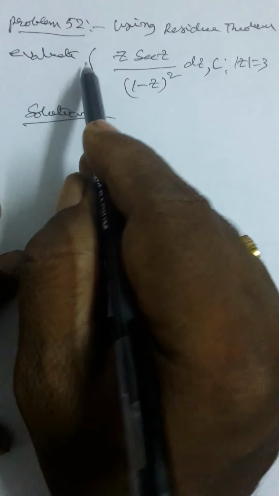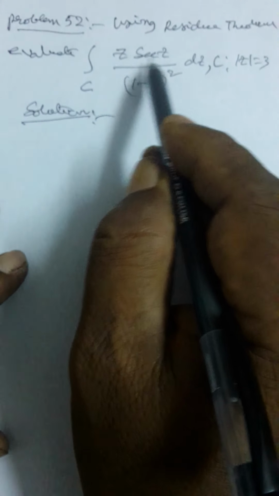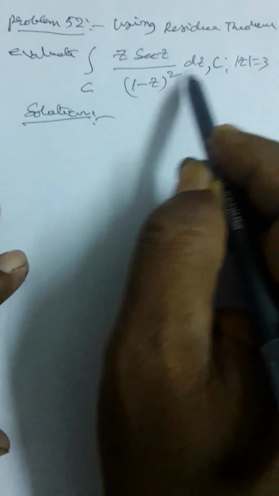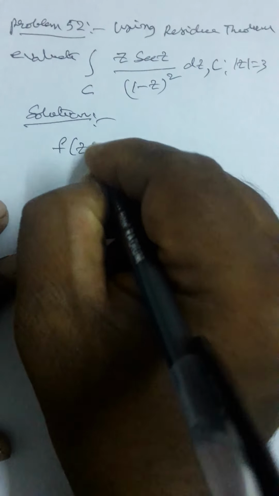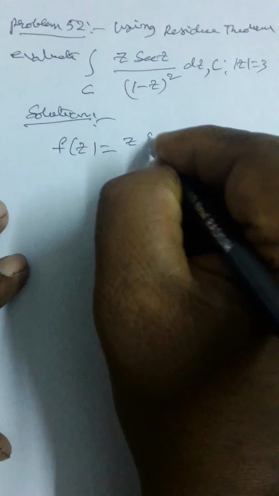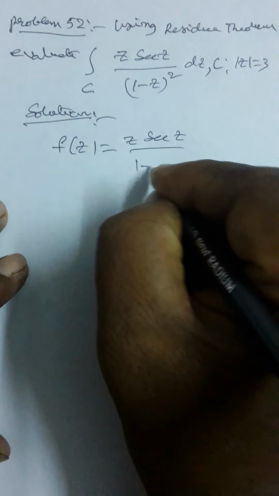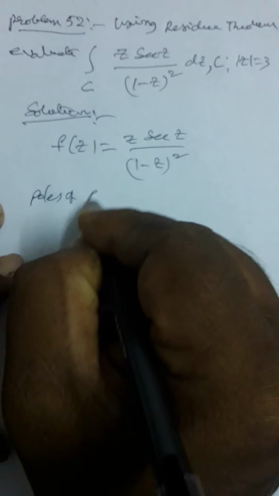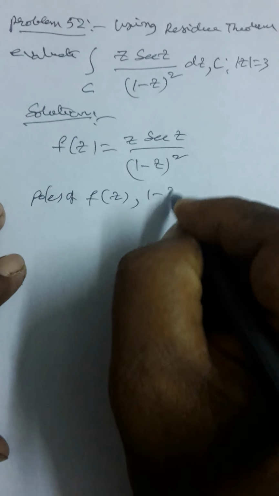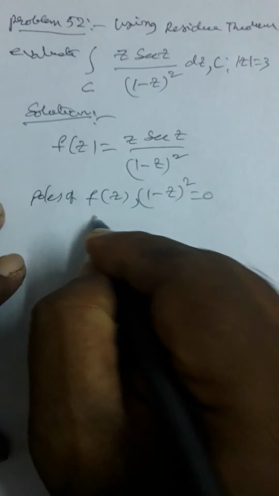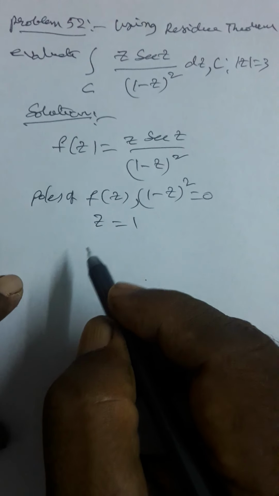Using residue theorem, evaluate integral over C z secant z by 1 minus z whole square dz, where C is a circle mod z is equal to 3. Solution: according to the given problem, f of z is z secant z by 1 minus z whole square. Poles of f of z: 1 minus z whole square is equal to 0, z is equal to 1.